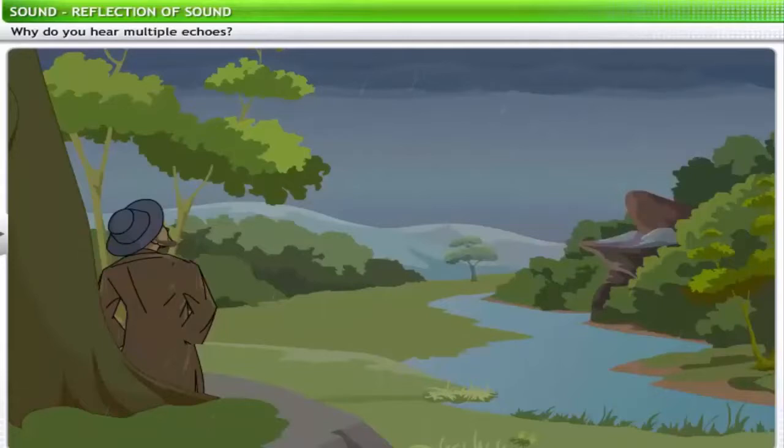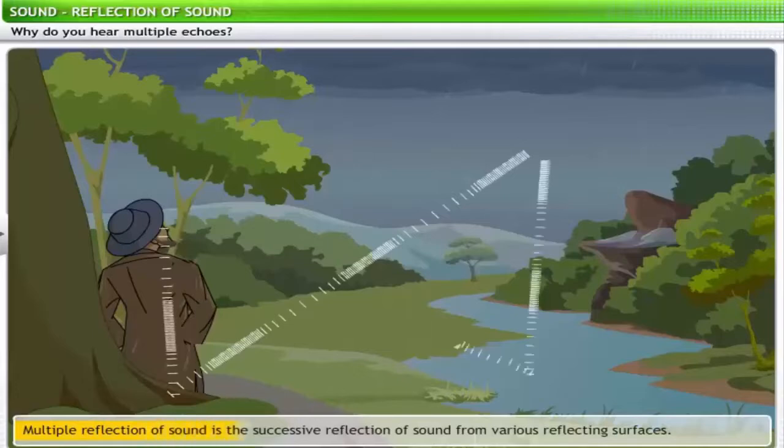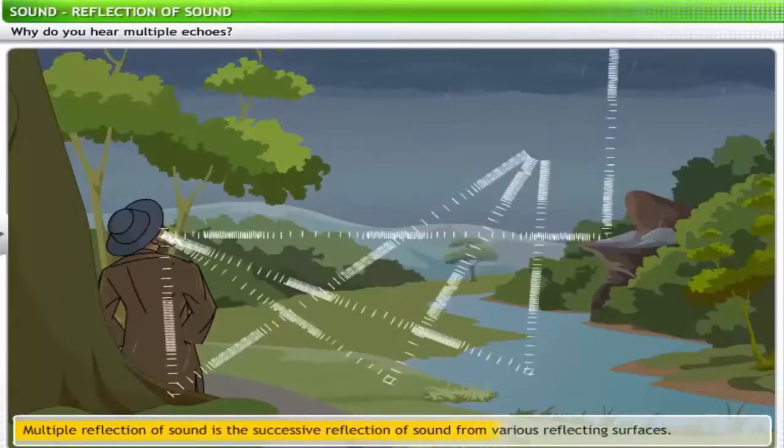When you hear thunder rolling, the sound continues for some time. The rolling of thunder is due to the successive reflections of sound from a number of reflecting surfaces, such as the clouds and land. This is called multiple reflection of sound. Thus, multiple reflection of sound is the successive reflection of sound from various reflecting surfaces.